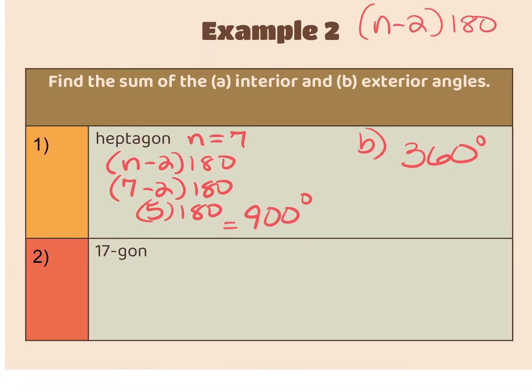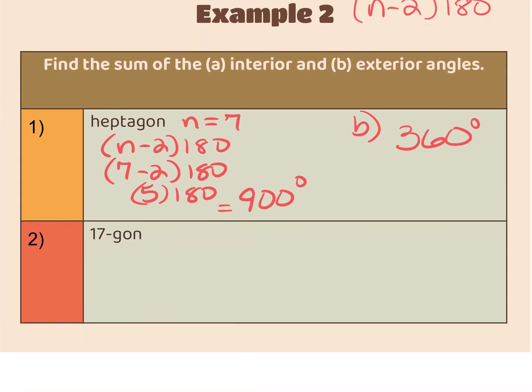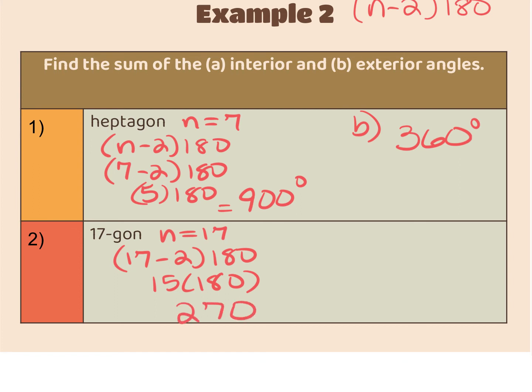So for the 17-agon, same formula. This time they already gave me the n value, it's 17. So 17 minus 2 times 180, 15 times 180, and that gives me 2,700. So that is part A for the interior angles, and part B, the sum of the exterior angles will always be 360 degrees.